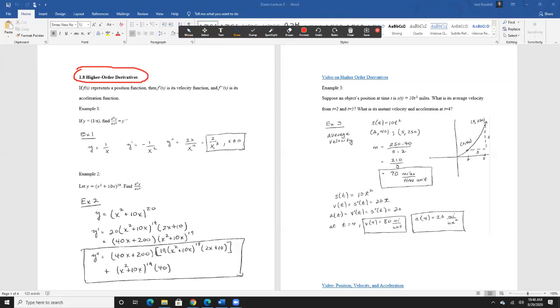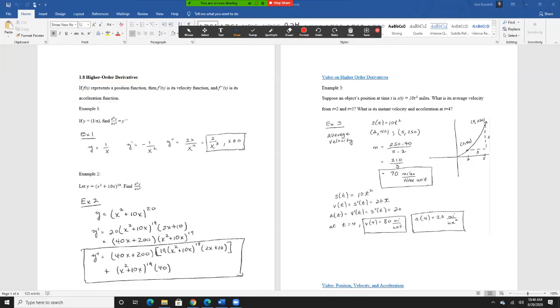But just for now, suffice it to say that if a function represents the position of a particle, then if you take the derivative of the position function, you have the velocity at any time, x or generally t, whichever variable you choose to use. And if you take the derivative of the velocity, that produces the acceleration function. So let's take a look here.